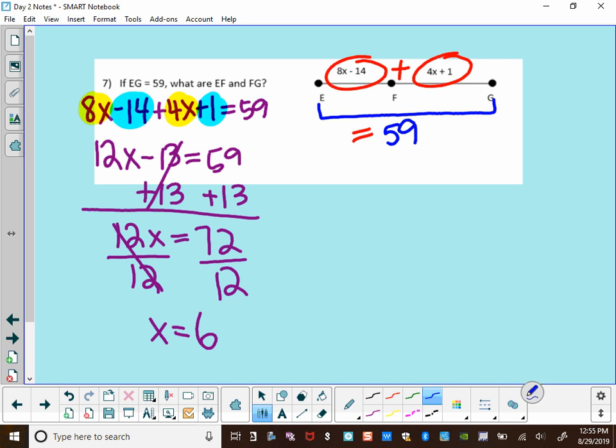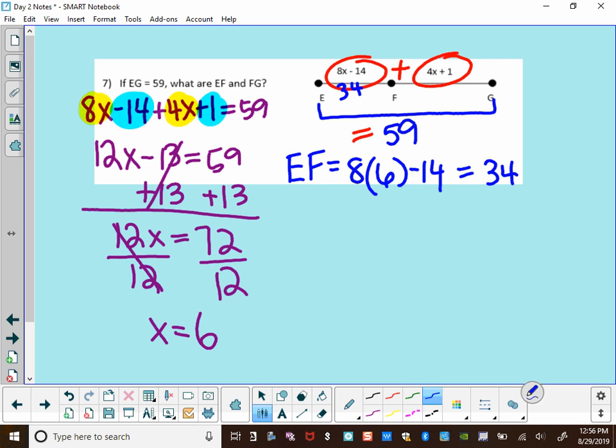So, off to the side, let's find EF first. EF was 8x minus 14. Instead of x, what do I plug in? 6. And what do we get? Where did you get 14 from? That's what they gave us. That's what the segment is. Anybody? 8 times 6 minus 14? 34. Alright, so we know that EF here is 34.